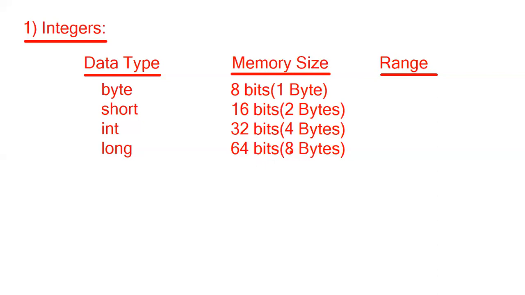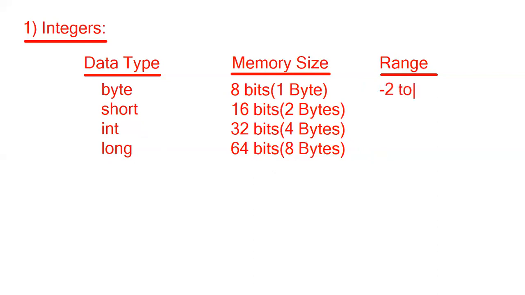Okay. Now, Java is made for the internet. That type of applications only you are going to see. Here 8 bits, 16 bits, 32 bits, 64 bits. Here range: minus 2 to the power of 7.